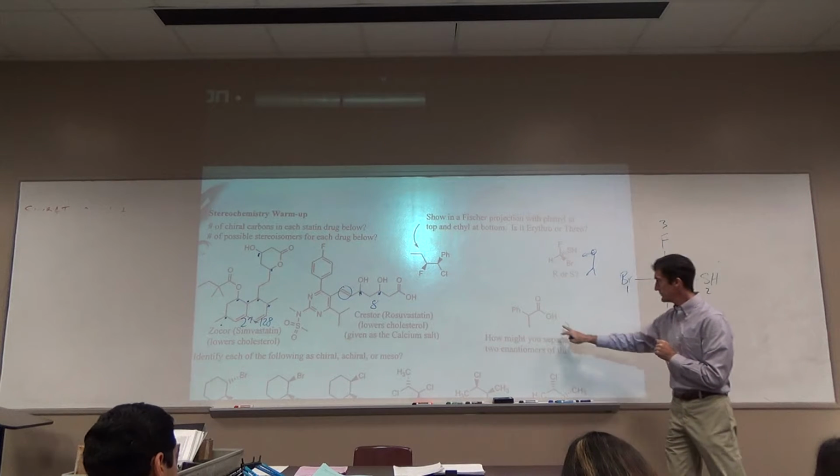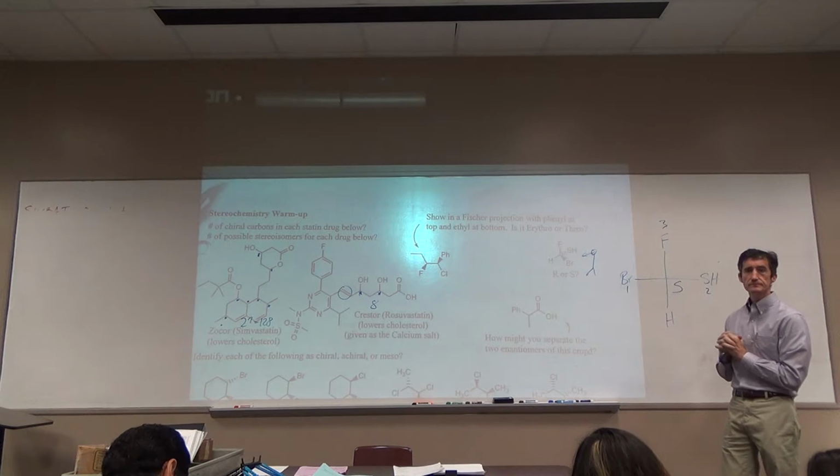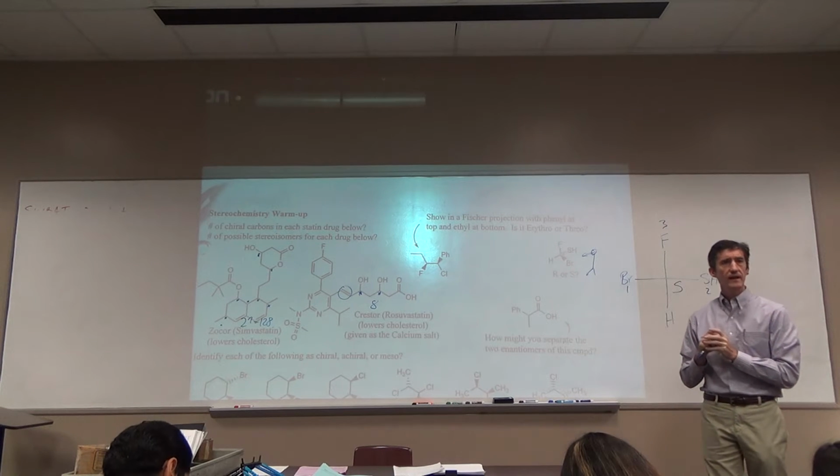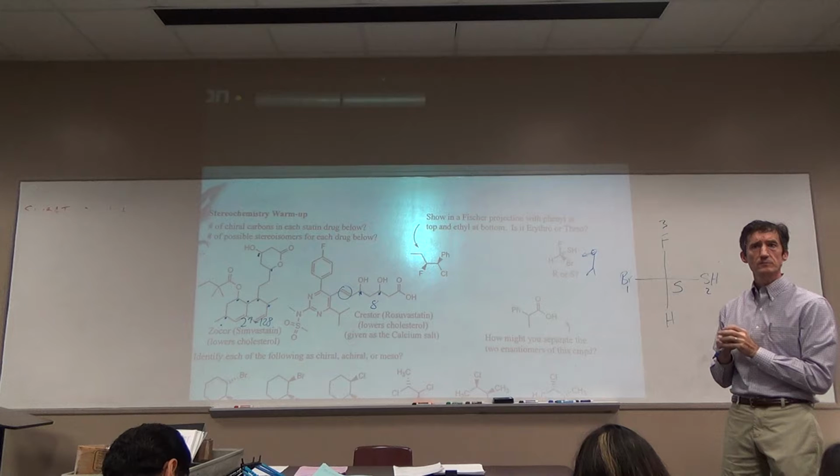Okay. How might you separate the two enantiomers of this compound? That's the last page, I think, in the handout. Please be looking at that. We'll go over that at some point.